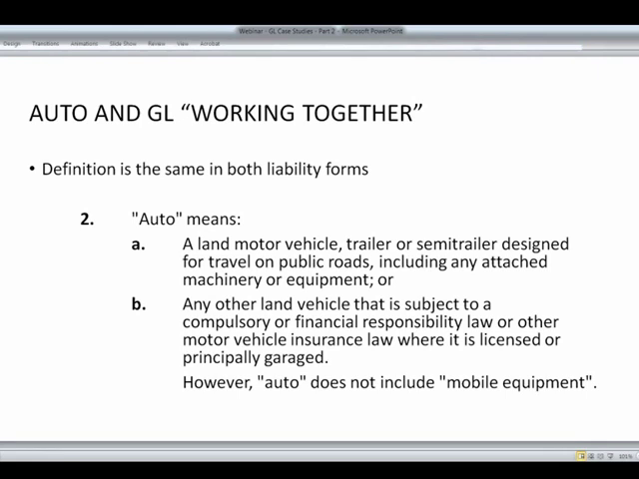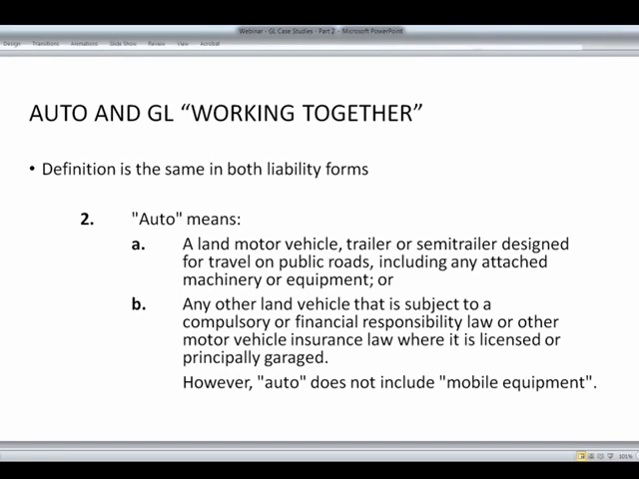The form says, in both auto and GL, auto means a land motor vehicle, trailer or semi-trailer designed for travel on public roads, including any attachments or equipment. Then it adds under B, any other land vehicle that's subject to a compulsory or financial responsibility law or other motor vehicle insurance laws where it is licensed or principally garaged. That wording was added in the GL policy in the 04 form and the auto liability policy in the 06 form. Before this, it was not added.